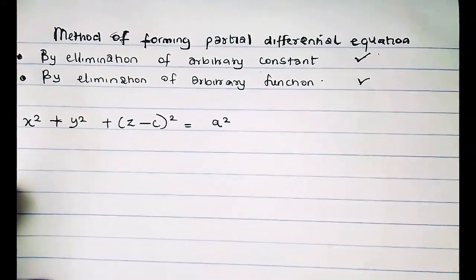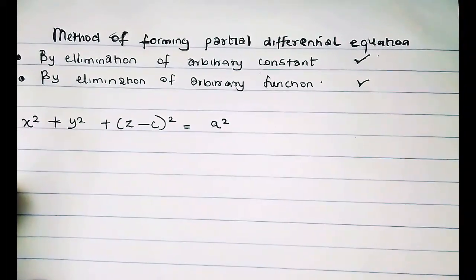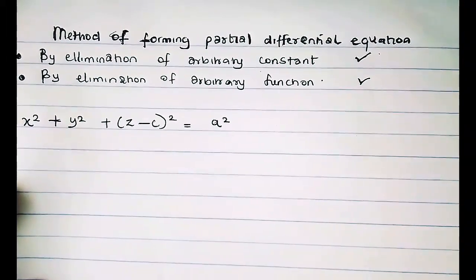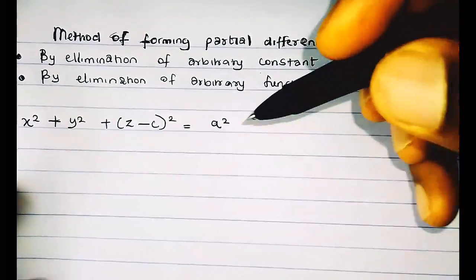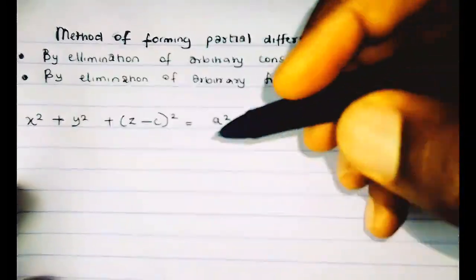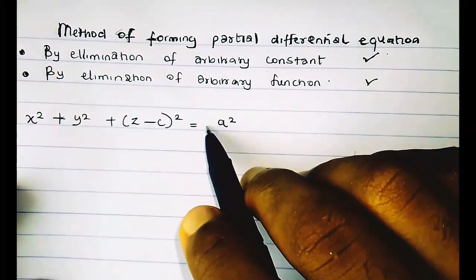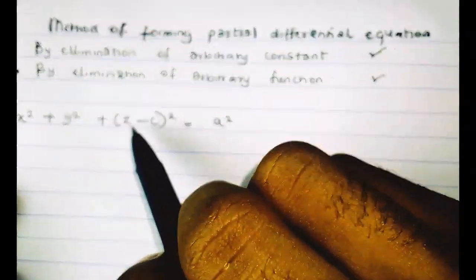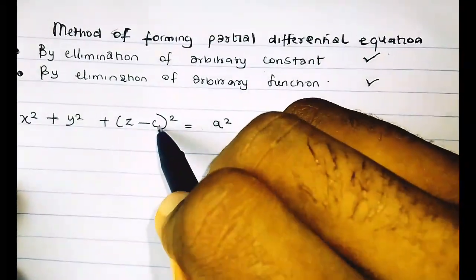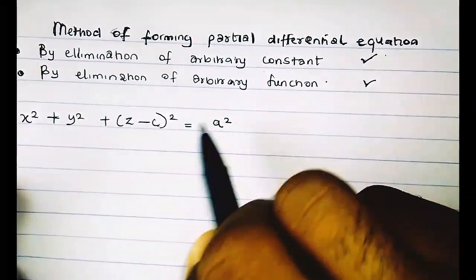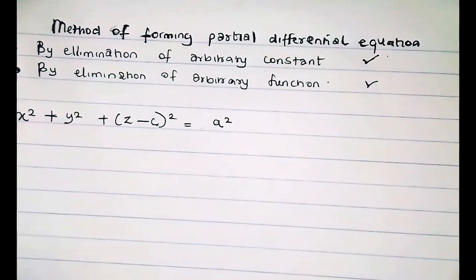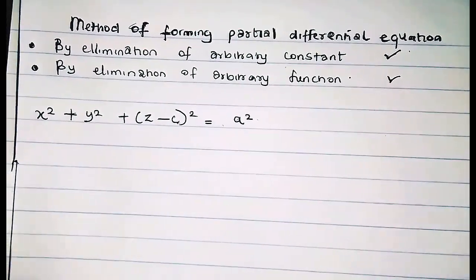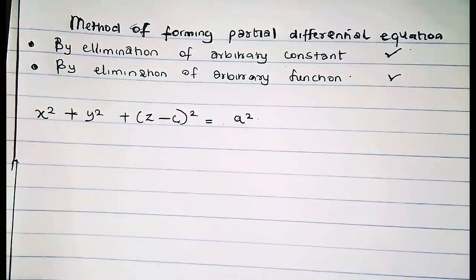Now, what is a constant? A constant is basically something that can take the value of any number, right? If you look at the equation below, you are seeing x squared, y squared, and (z minus c) squared. This here is a constant, and this here is a constant. So c and a are both constants. Now, in order to form a partial differential equation, we need to eliminate this constant c.